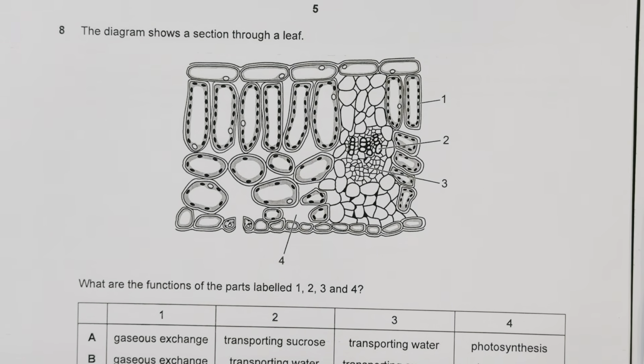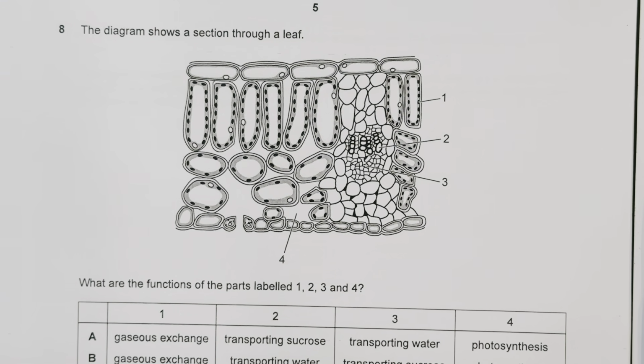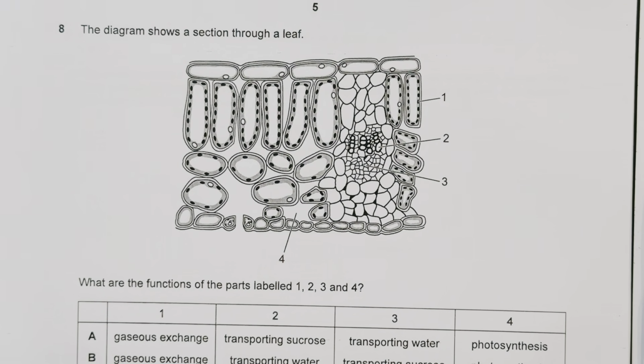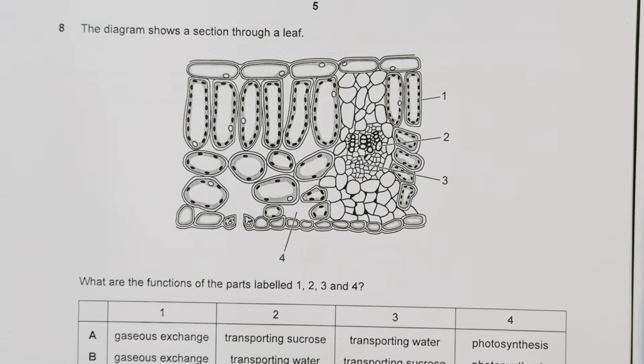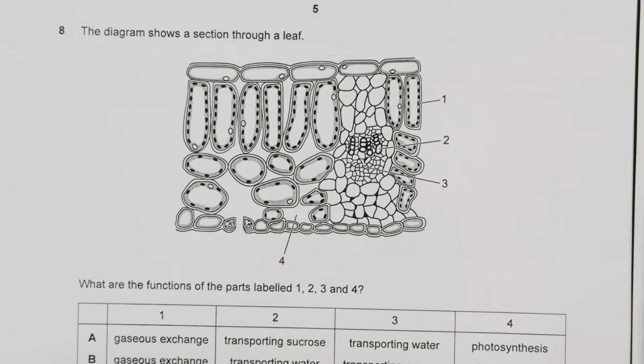Moving to question number 8, the diagram shows a section through a leaf. 1, 2, 3, 4. We know that part 1 is showing palisade mesophyll cells, 2 is showing xylem, 3 is showing phloem, and 4 is showing the air spaces between them. What are the functions of the parts that are labelled 1, 2, 3?